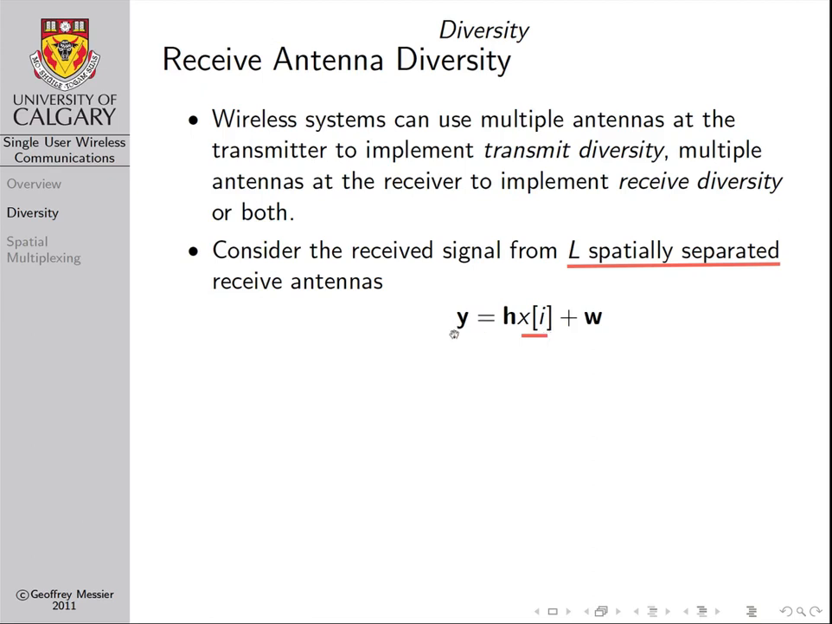And so the output of all of these L receiver chains connected to the L antennas is contained in Y. That's equal to the transmitted symbol X multiplied by a vector of fading values. Each fading value represents a different spatial path to a different receive antenna. And the additive noise corrupting each of the samples is again independent, because it arises from the thermal noise in each of these individual, dedicated receiver chains connected to the spatially separated antennas.